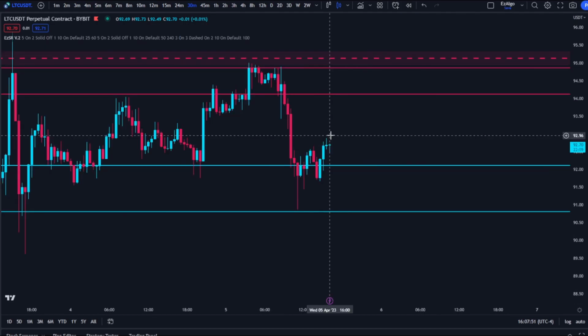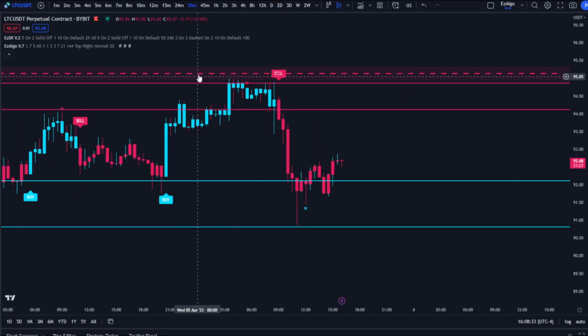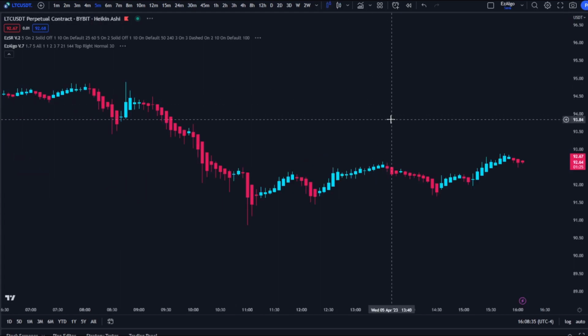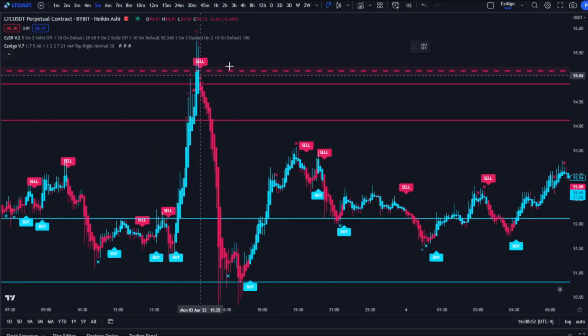Now, let's say you want to take trades on an even lower time frame. Maybe you don't want to swing trade because this is a little bit higher time frame trading. You're not going to have that many setups per week per pair. But let's say you want to get in and out a little bit more quickly, right? That's when you load in your EzAlgo V7 for the buy and sell signals, and then you're going to go down to a lower time frame on the Heikin-Ashi candles. Now you can see the signals that are at key support and resistance levels.